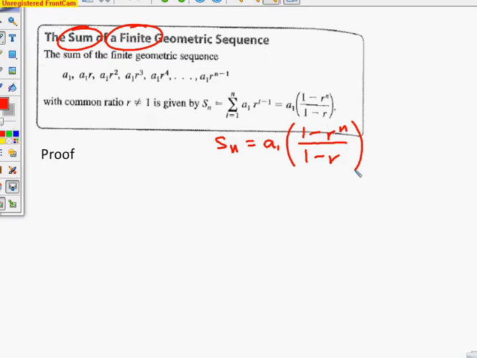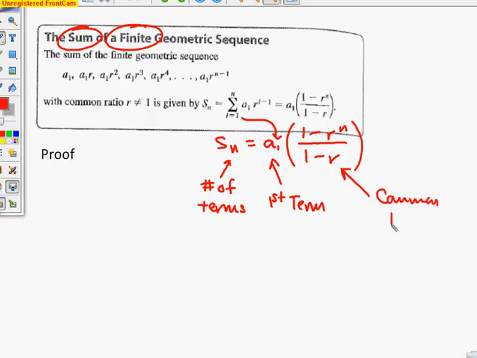It'll be on the sideboard though for you. N is the number of terms. A sub 1 is the first term. And again, you cannot be wrapped up in the fact that it's always A sub 1. This could be A sub 0. This could be A sub 6. It's whatever that first number is. And then r is the common ratio, and that should be given to you in the problem, in the sigma.